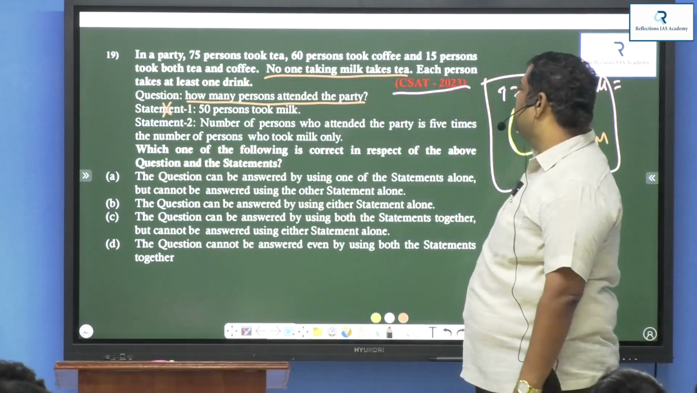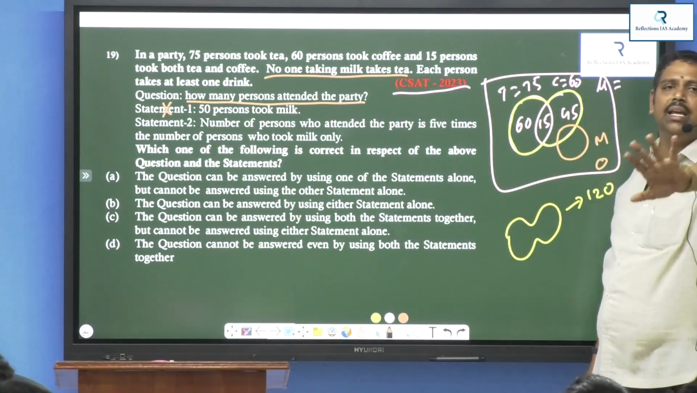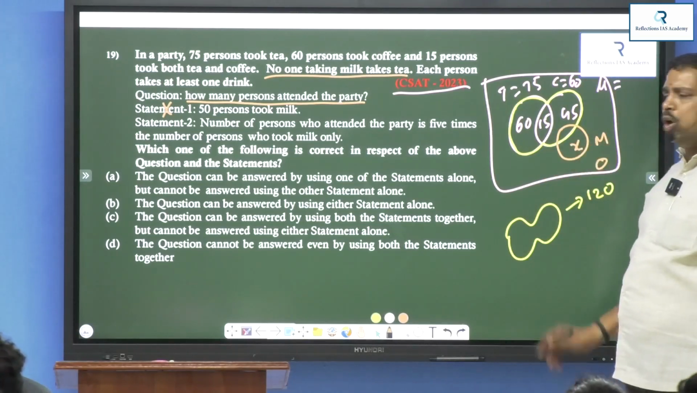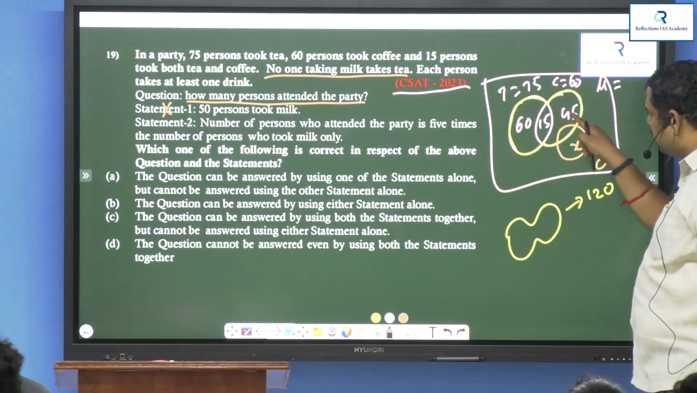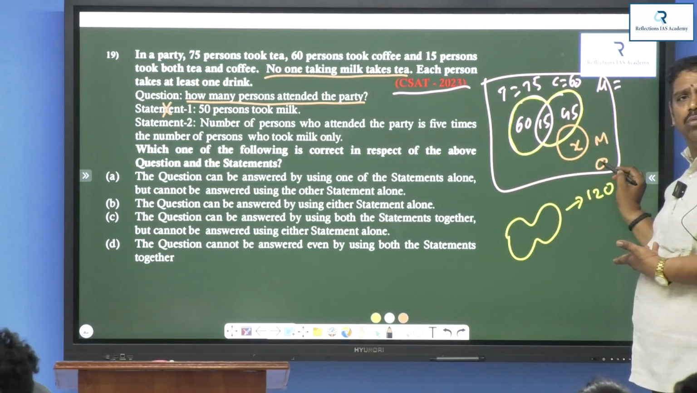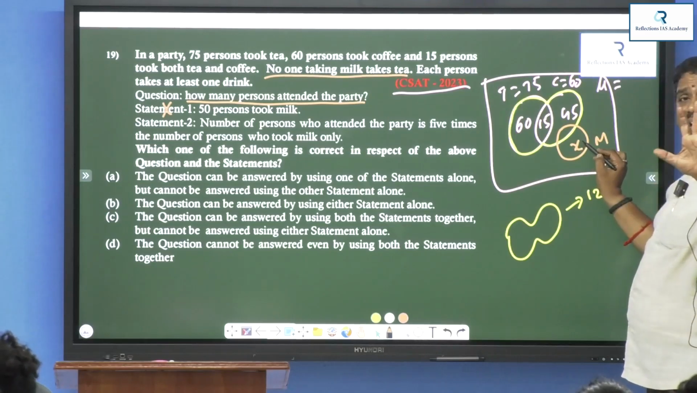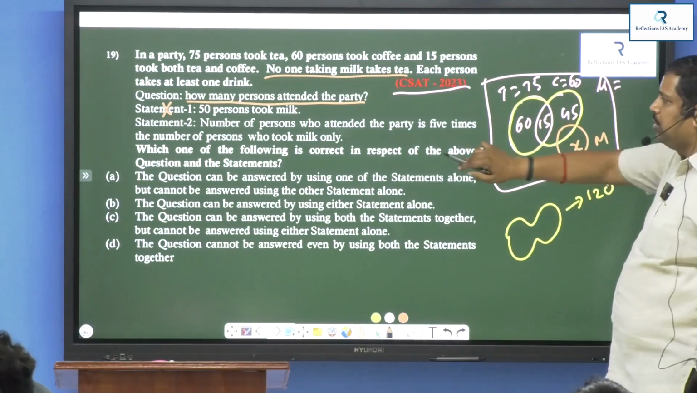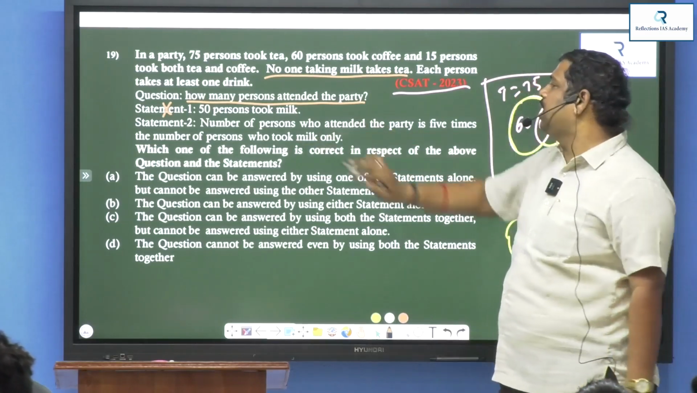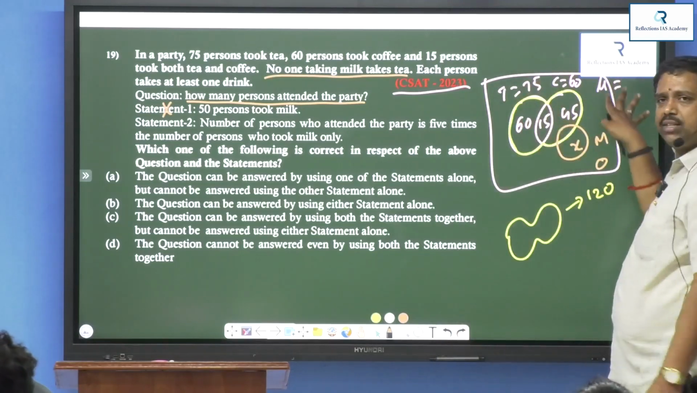Number of persons who attended the party is 5 times the number of persons who took milk only. Milk only means this is the one, right? X. Total number means actually this one, the green shaded one. And this one I have to take. This is unfortunately 0. Yes or no? Only milk is X, further 5 times is the total number of people. Yes or no? The number of persons who attended the party means the total is 5 times the number of people who took milk only. Yes or no? Okay. If it is X, the total is 5X.